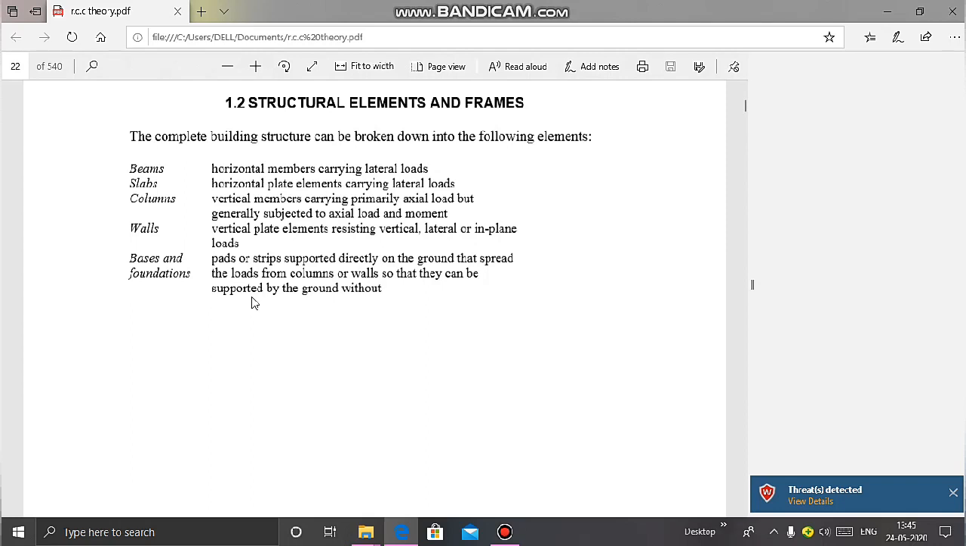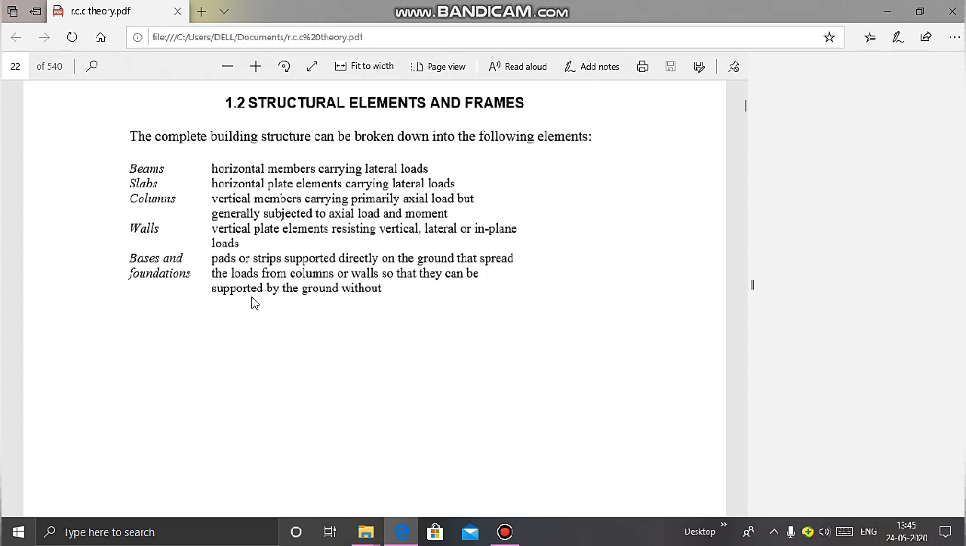Hello everyone. In today's topic we are going to see what are structural elements and frames. The complete building structure is divided into the following elements. These elements are beams, columns, walls, slabs, bases and foundations.